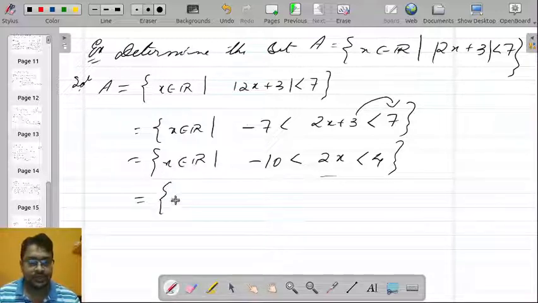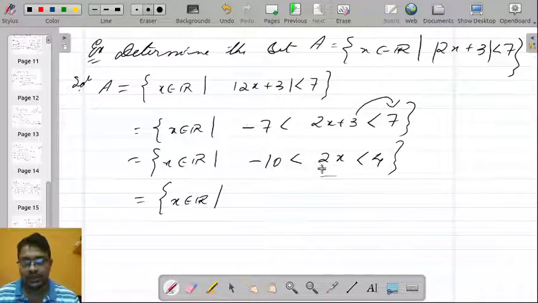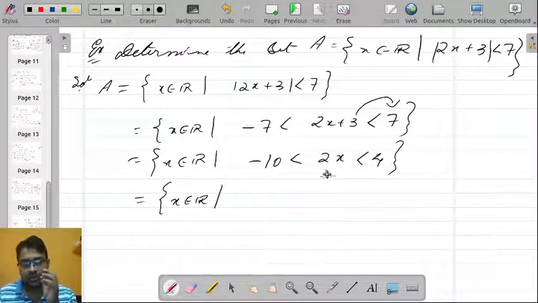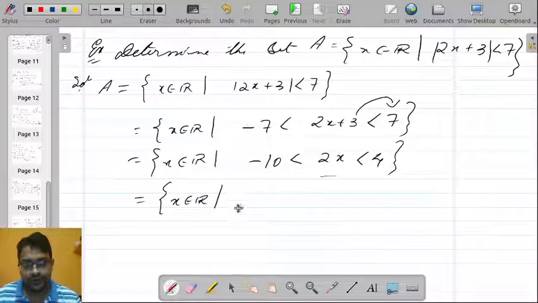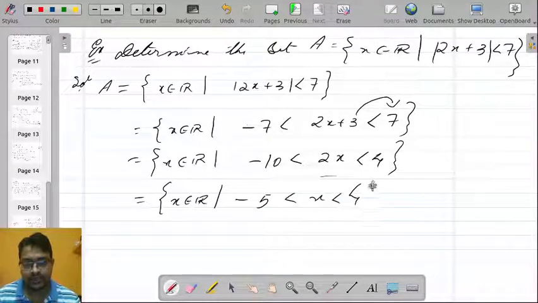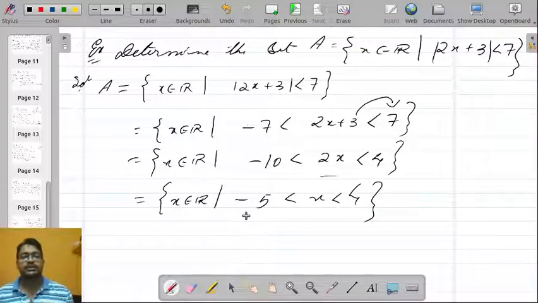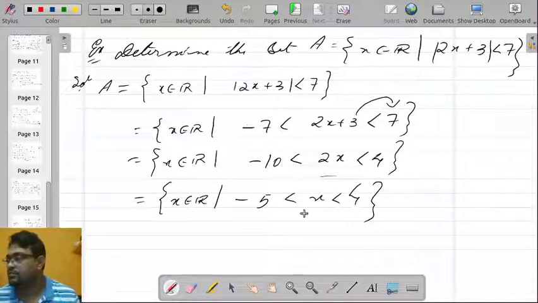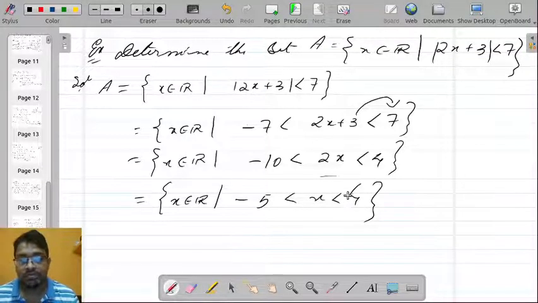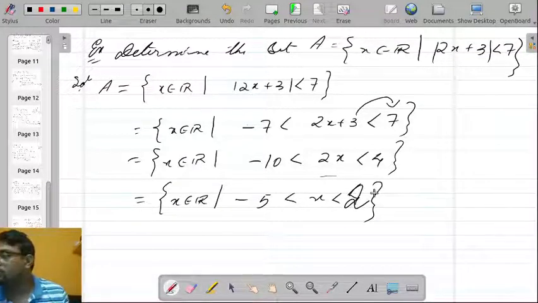Okay, so this is x belongs to R such that now we can divide, means we can multiply by half. Okay, so that's division by 2. Okay, so if you divide this, then you get minus 5 is less than x less than 2. Okay, so this is this set. It is the set of all those real numbers which lie between minus 5 and 2. Okay, 4 divided by 2.